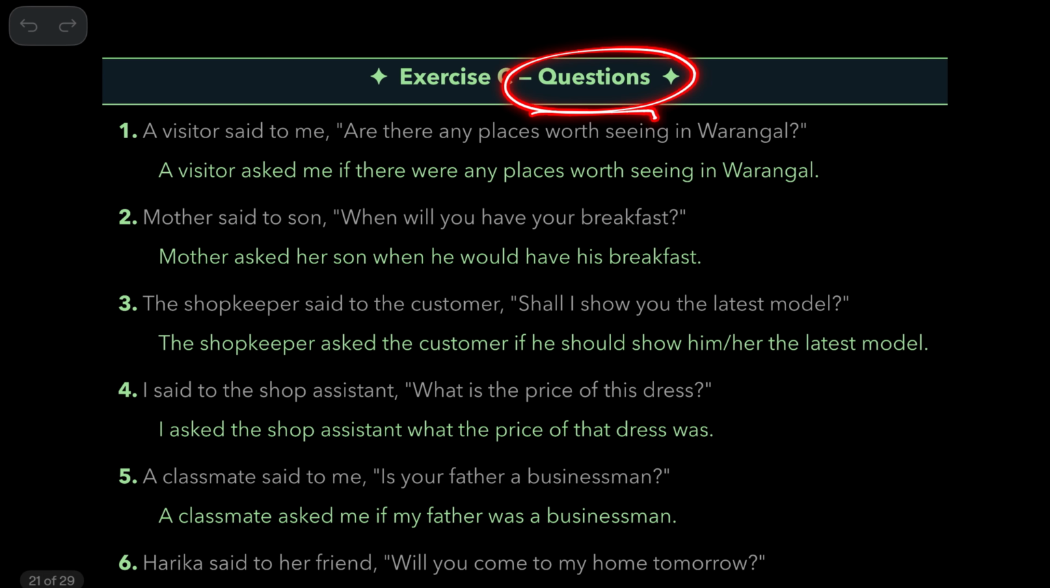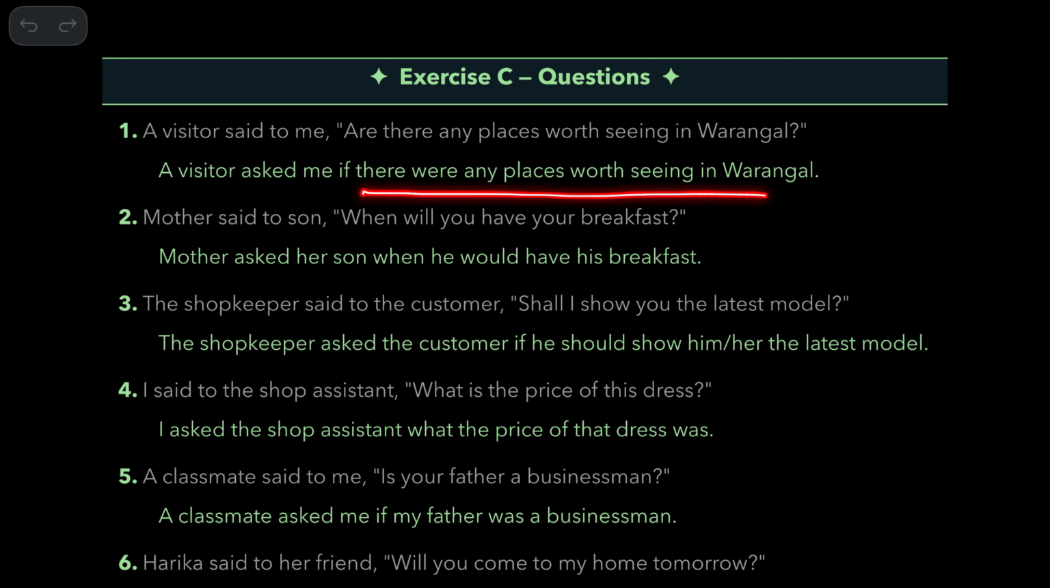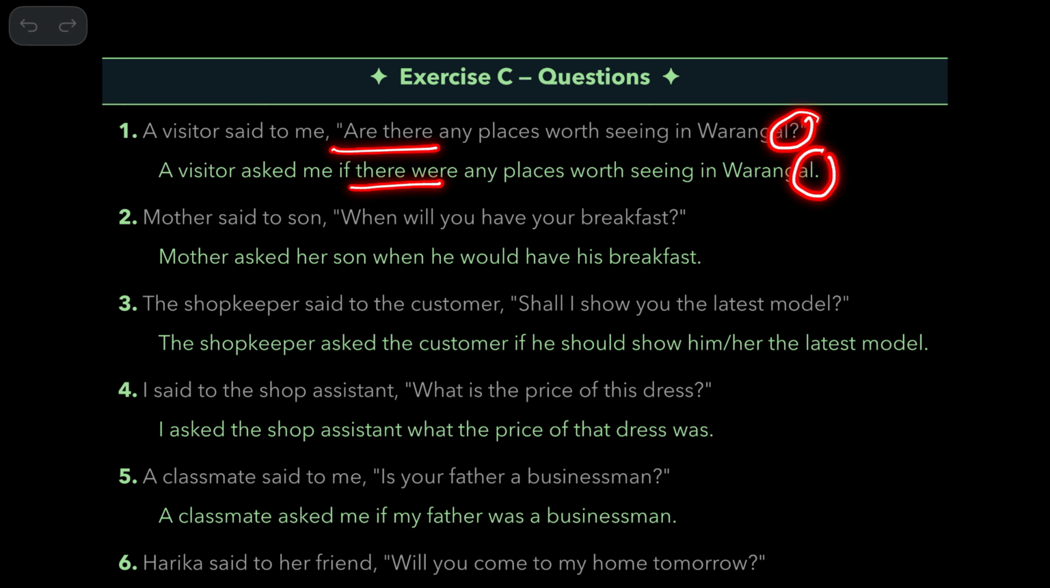Questions. How are questions reported? What we have seen so far are only statements. A visitor said to me, "Are there any places worth seeing in Warangal?" A visitor asked me if there were any places worth seeing in Warangal. So this is a question, and it has to become a statement. The question mark needs to be dropped and replaced with a full stop. Mother said to son, "When will you have your breakfast?"